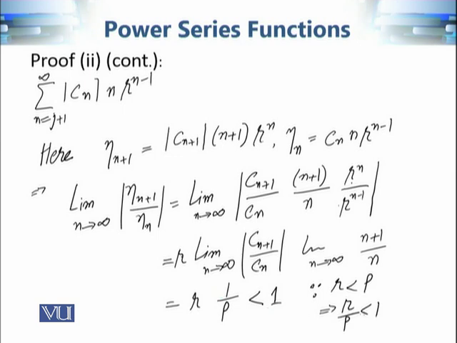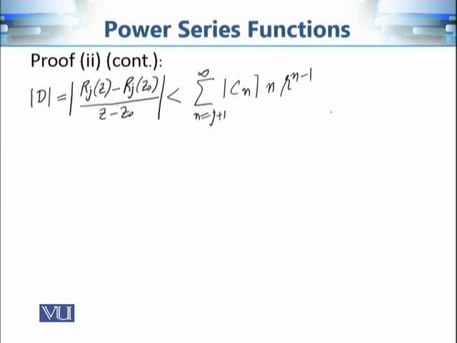And what do we get? This is less than 1. Why is this less than 1? Because r is less than rho, and that implies r over rho is less than 1. So if this is less than 1, then this converges. So that's what we obtained so far. If this is less than this, and this series converges, then we can find some tail of the series, because this series converges, so some tail of the series will be less than epsilon by 3, because the terms of the series are becoming smaller and smaller.